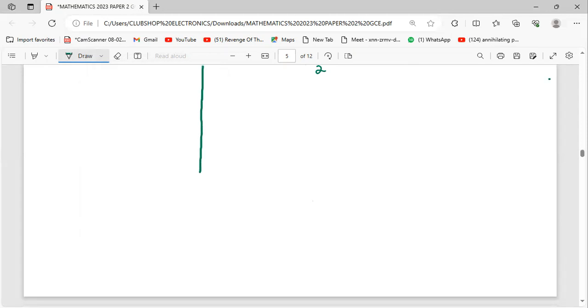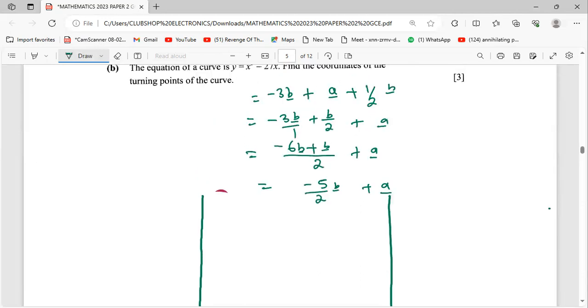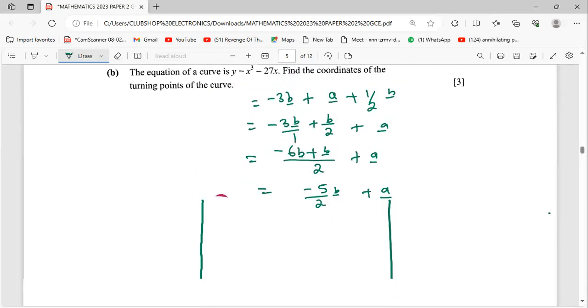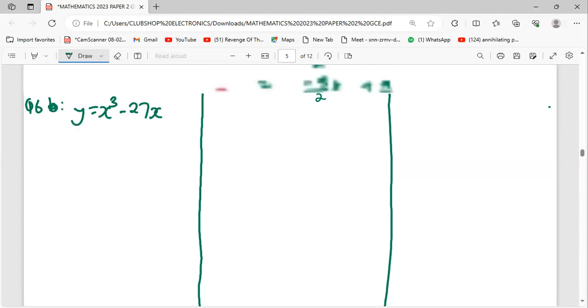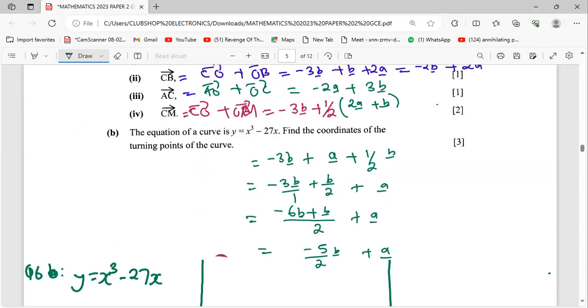Okay, then allow me to demarcate like this. So this is Question 6B. We have y equals x cubed minus 27x, and I need to find the coordinates of the stationary points.